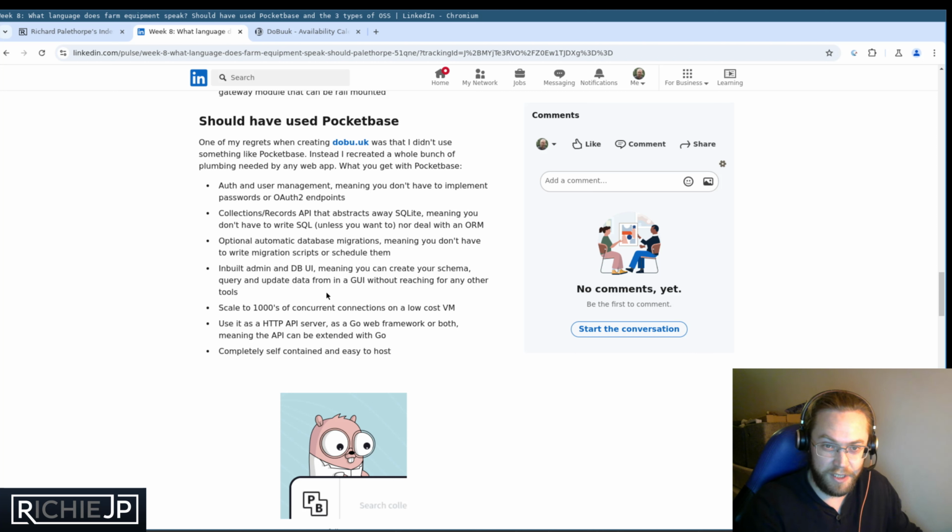Inbuilt admin and database UI, which would have been really useful for me to have, because I ended up with Redis, and then I ended up with KeyDB, which is a Redis clone. And I still don't have a decent UI just to go and edit my users and stuff like that, and change settings in the back end. Instead, I have an API-type command line thing that I use, which I wrote myself. But it would have been easier just to have a UI.